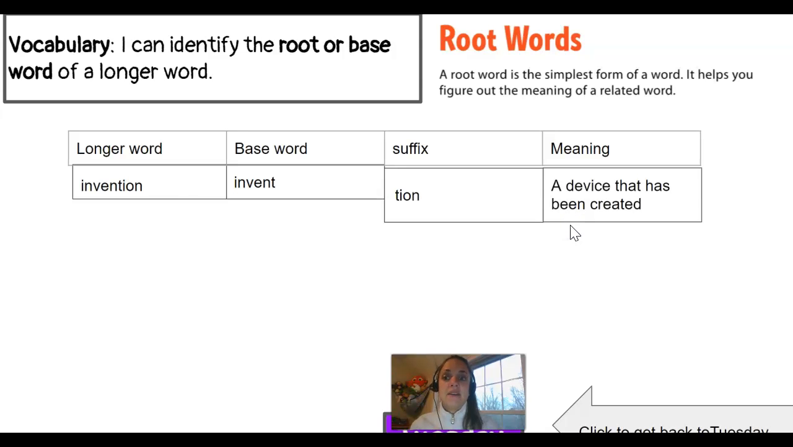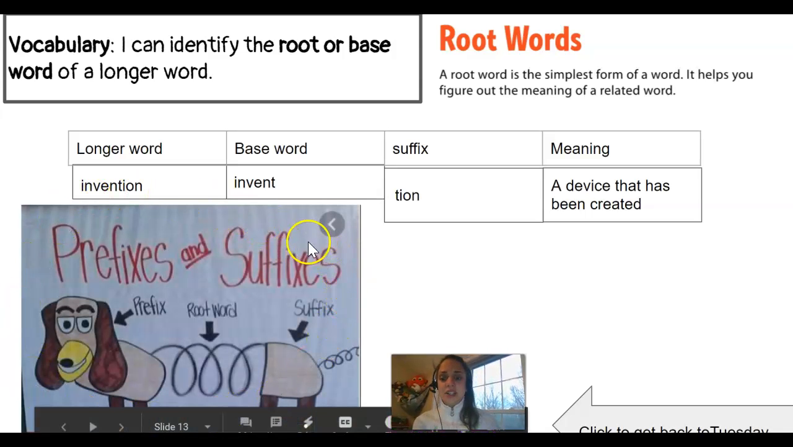The meaning of that whole word, invention, is a device that has been created. Invent, the base word, means to create. So they are related to each other. They have a related meaning.